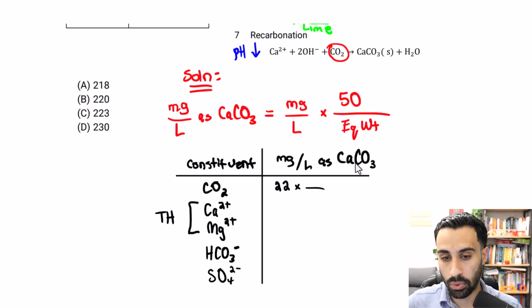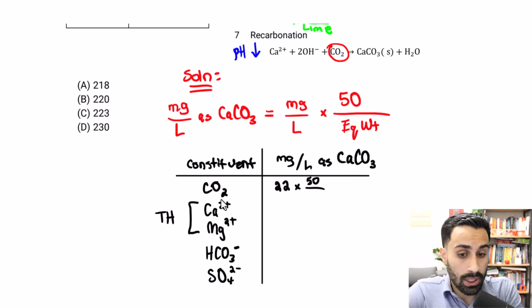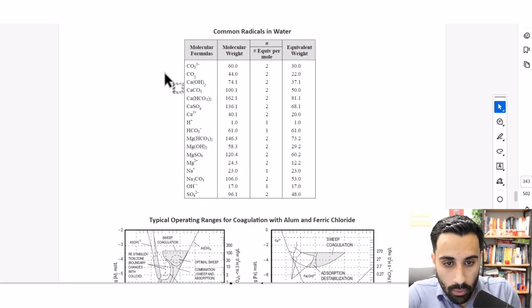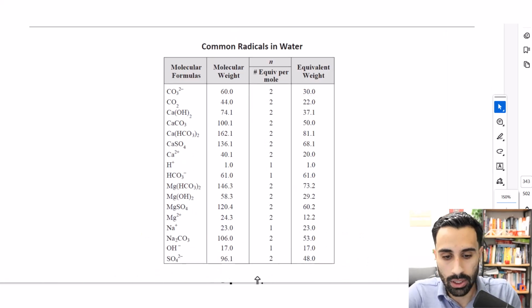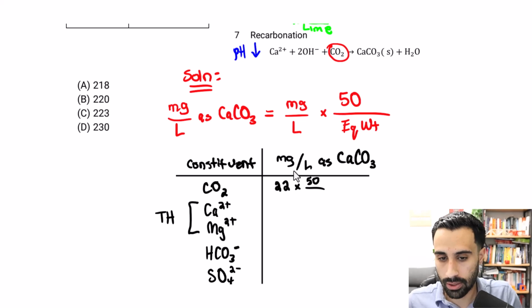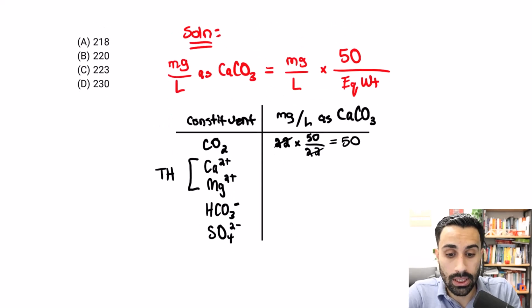So what we will do here is put a 50 on top for that one. Then we take the equivalent weight of the species, which is the carbon dioxide for this one. The equivalent weight of it is given as 22. So we just use that 22 at the bottom. And for this, these cancel. So that's nice. And we get 50. This is 50 milligram per liter as calcium carbonate. Now we do the rest and we just plug this in the calculator.